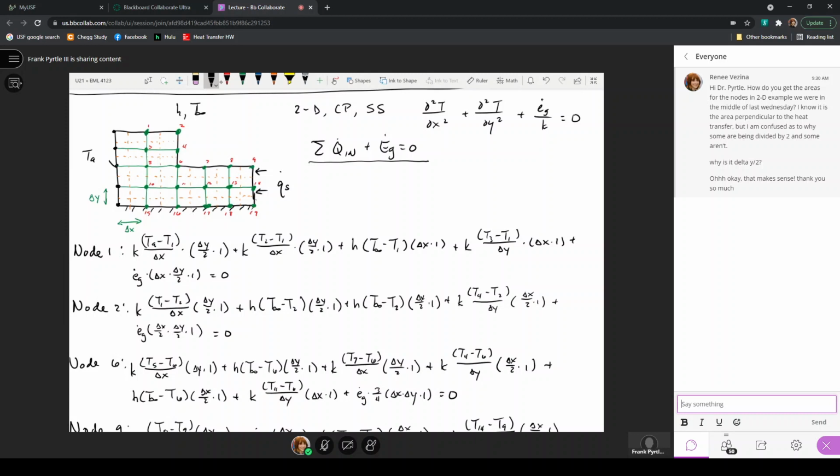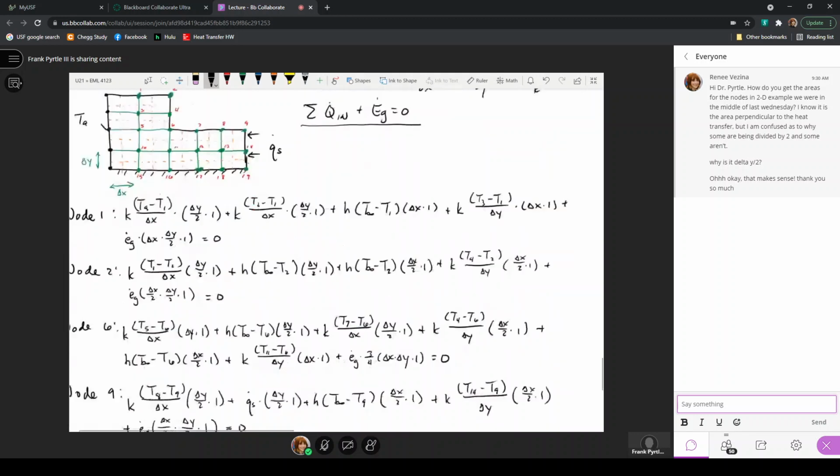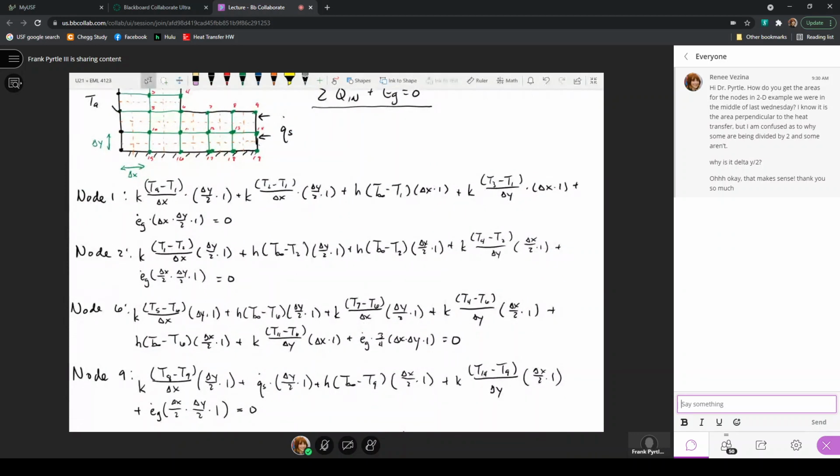Let me go ahead and write an equation for just one of these interior nodes. Those are nodes 3, 5, 10, 11, 12, and 13, the nodes that don't lie on a boundary. All of those will have exactly the same form because they're all a delta Y tall and a delta X wide. They all have generation occurring, and heat transfer by conduction is occurring with the surrounding nodes.